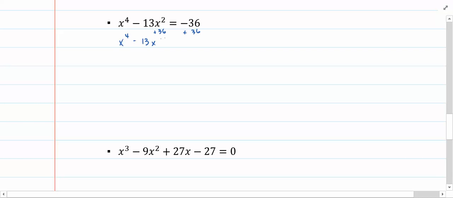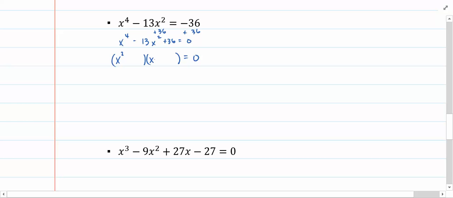And what that will leave me with is x to the fourth power minus 13x squared plus 36, and that has to be equal to 0. You may not recognize it, but this is a factorable trinomial. We can turn it into two binomials here. We'll still follow the same process that we have before, where I'm looking for a pair of integers that multiply to equal 36, but add to equal negative 13.